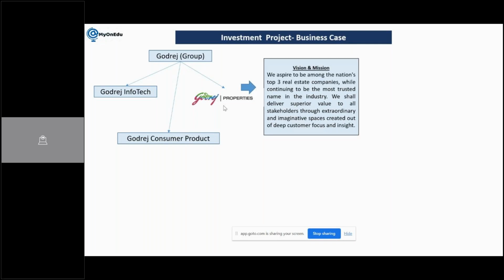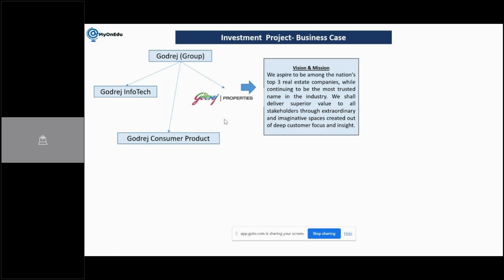And to achieve that, they need to do some work, and when they do some work, it means they have to do some project. So this is a completely linked process. When Godrej Properties is founded, they have a vision and mission of the organization. I have just copy-pasted that vision and mission here to understand the next step, how they are managing and why they are executing the project. So here what they are saying: we aspire to be among the nation's top three real estate companies.